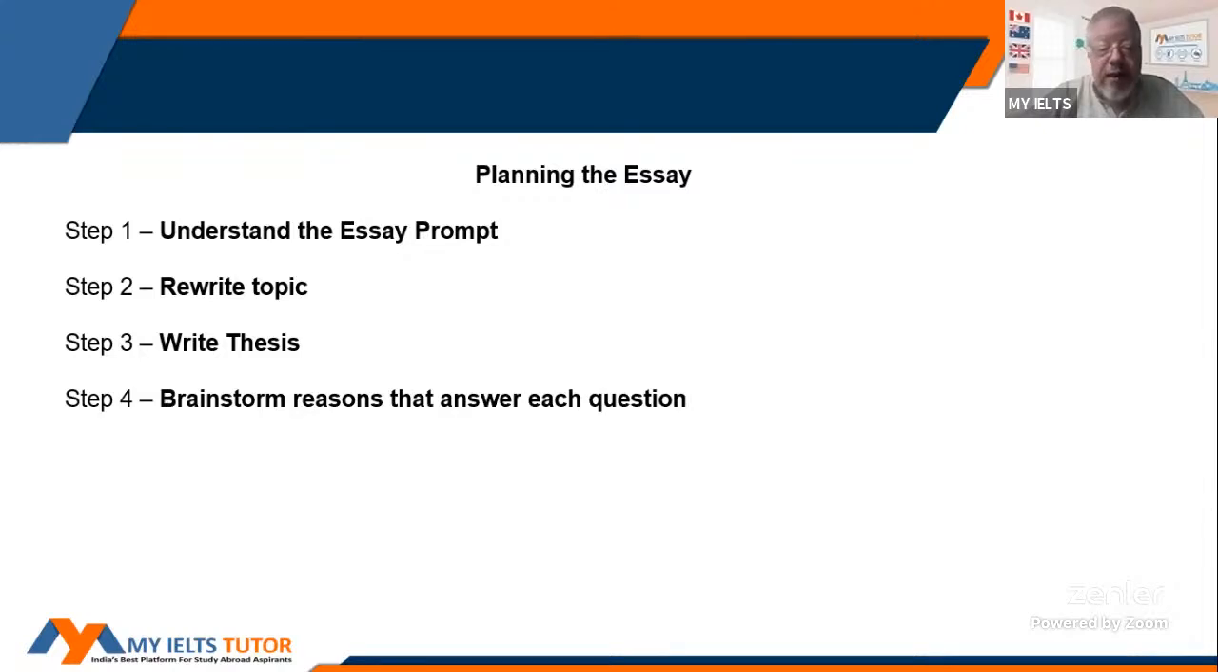Now, step four is you want to brainstorm. In this case, you want to brainstorm reasons for that answer each question. Okay, so again, brainstorm for reasons that answer each question. And I'll talk about how many reasons you need to brainstorm for the essay. And then the final step is to organize your paragraphs.